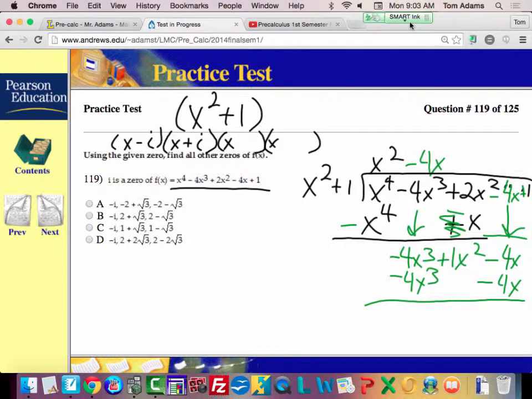You guys see what I'm doing? When I add the opposite, those become positive, these cancel, and these cancel. Now I'm left with x squared. Guess what? Drop down this plus 1, plus 1. Is that right?